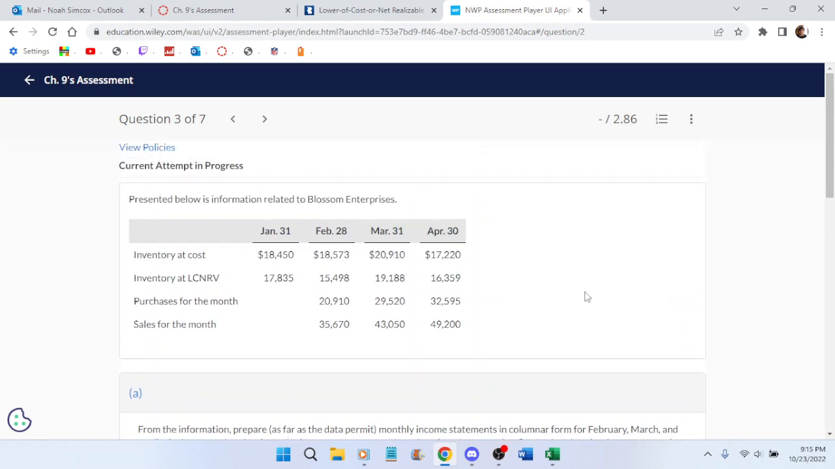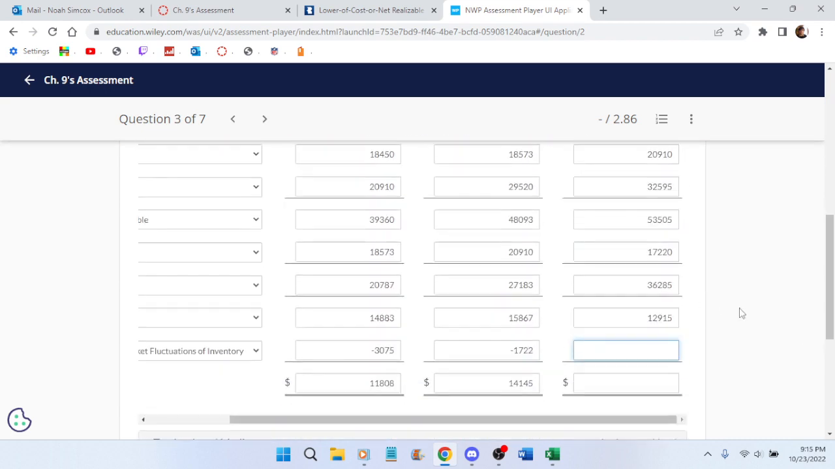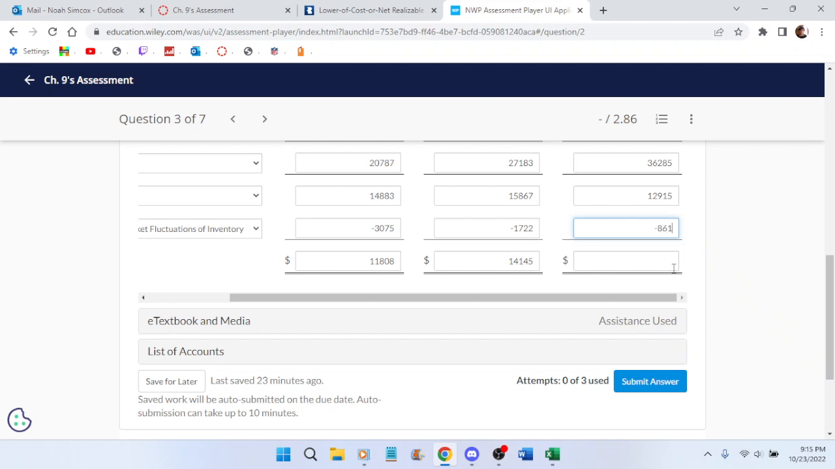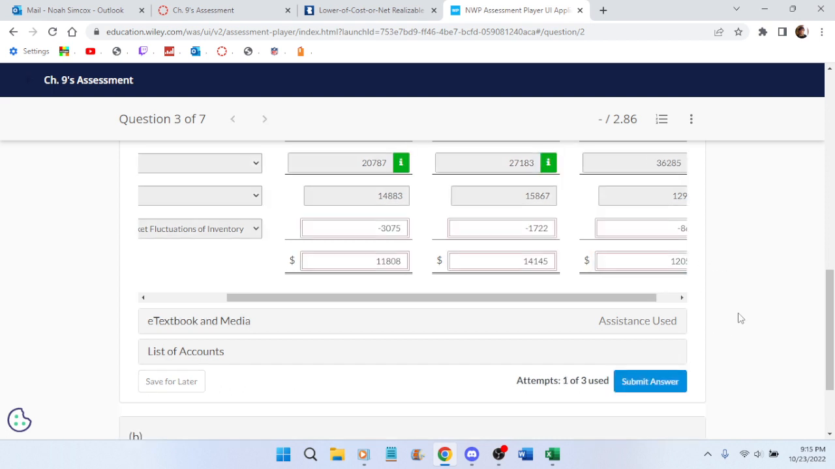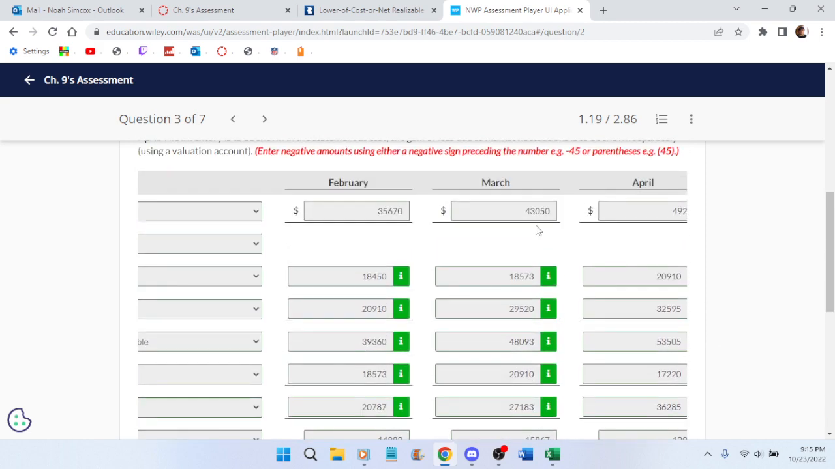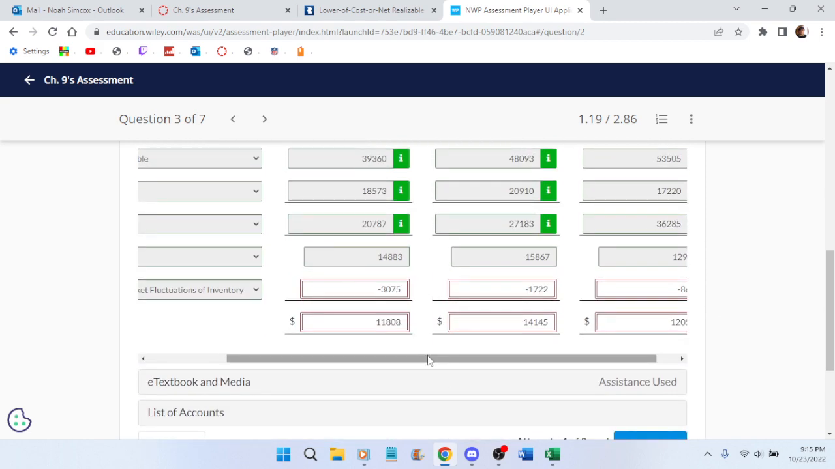And then the loss is 17,220 minus 16,359, negative 860. And then the only thing I got wrong was this.